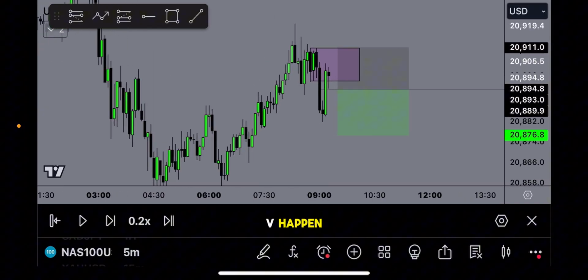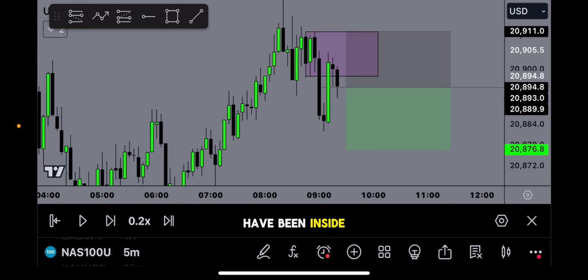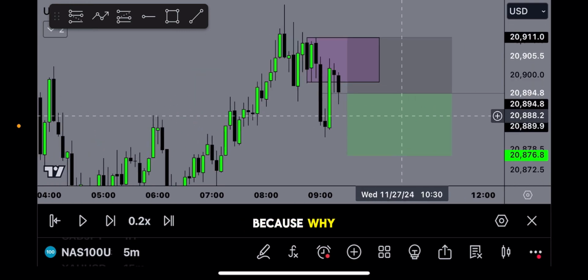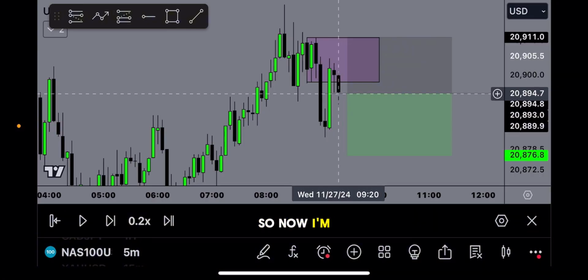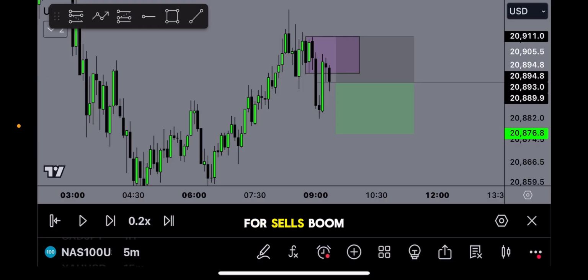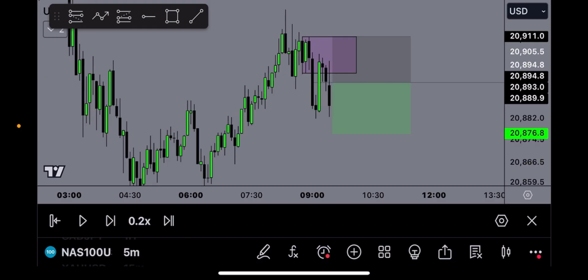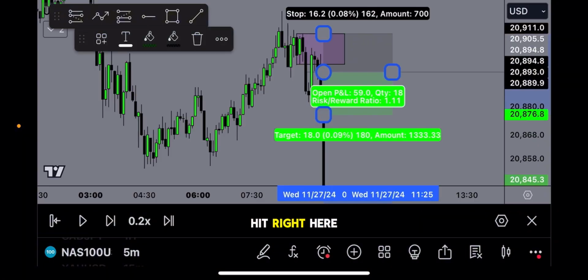And let's see what would have happened. Boom. Here I would have been in the trade. I would have been inside the trade already. Because why? The next candle broke the low of the previous candle. So now I'm in the trade. And let's see what would have happened. I'm going to trade for sells. Boom. Bam. Bam. So TP1 got hit right here.